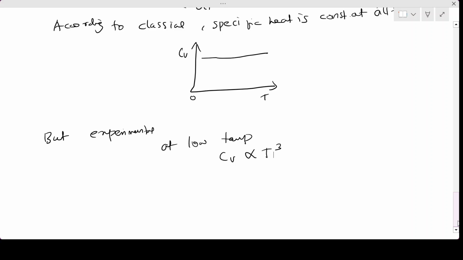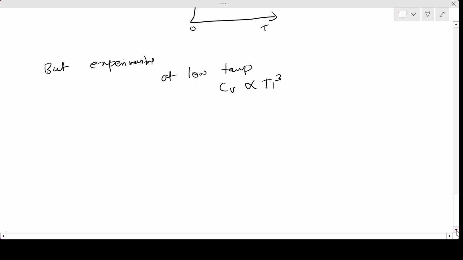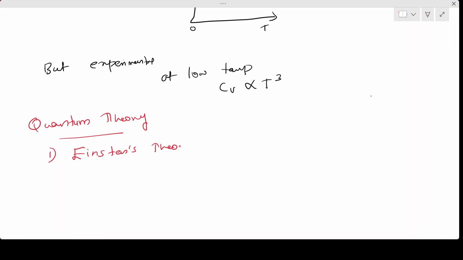In that scenario, another theory comes into the picture, called the quantum theory of lattice specific heat. There are two types. One is Einstein's theory. So we'll see the next quantum theory cases. Here, firstly, we will be addressing Einstein's theory.